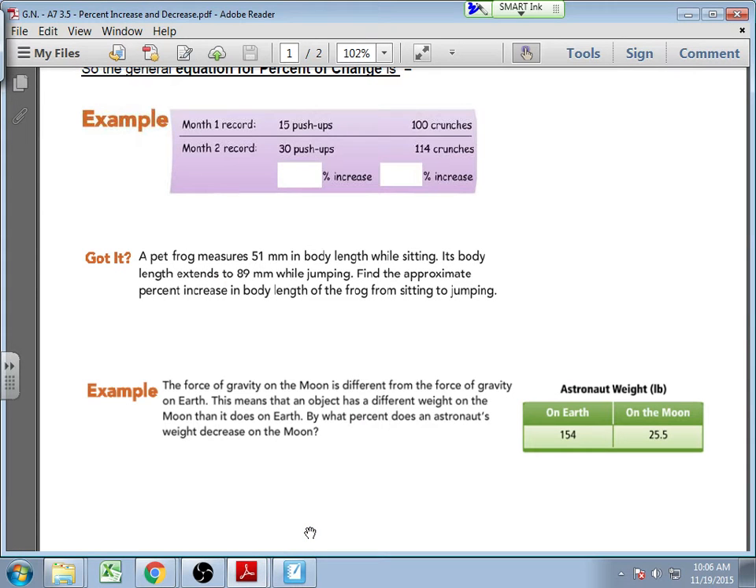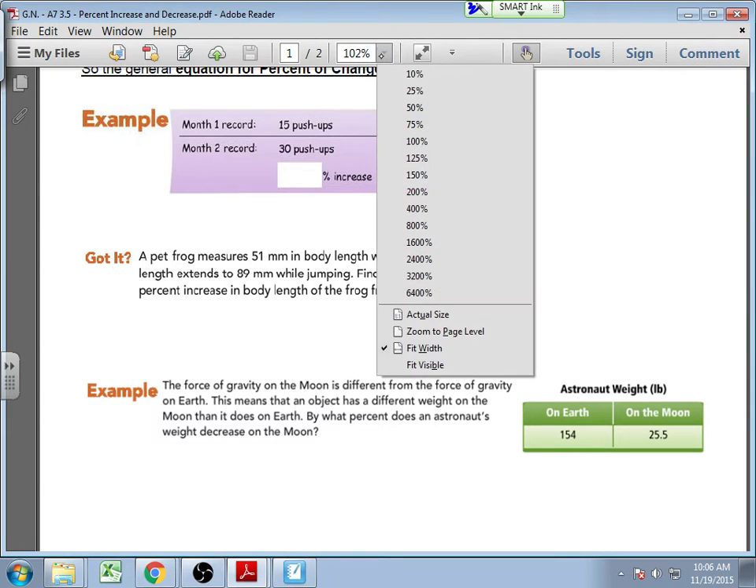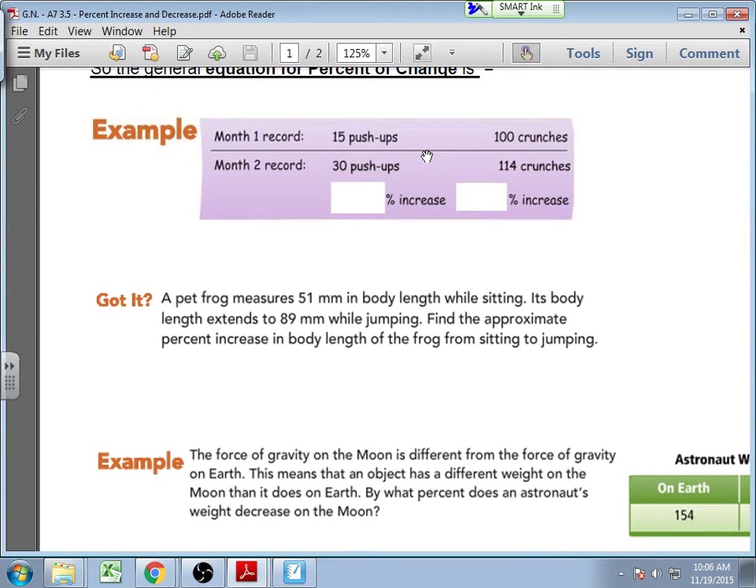All right, so we've got to look at the percent change from month 1 to month 2. A lot of what we do at school is all focused on growth mindset.